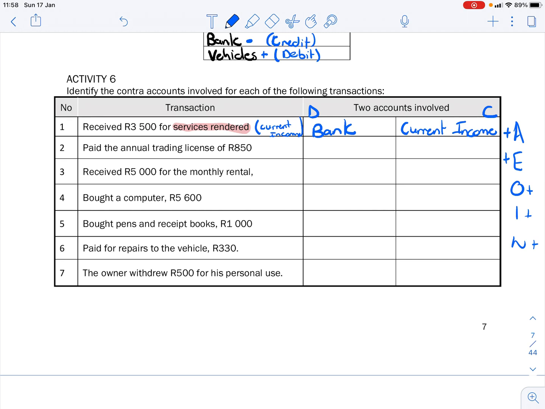We then pay the annual trading license of 850 Rand. Now, if we are purchasing, we are paying, we use bank. Bank is an asset that decreases, so we credit bank. Trading license is an expense. Expenses increase on the debit side, so we would debit our trading license.